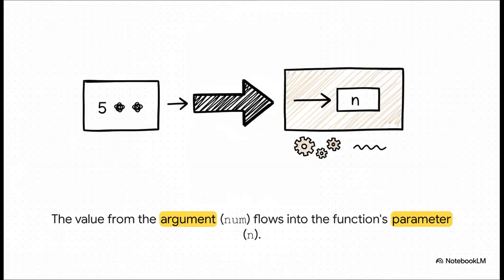And this picture shows you exactly how that information flows. Look closely. The value 5, which is our argument, gets passed from our main code. It travels all the way over and gets copied into the parameter, which is the variable n sitting inside the function. And now, the function has the value 5, and it can start its work.